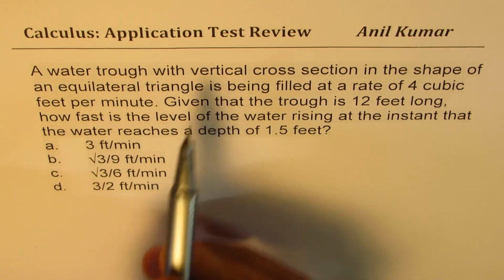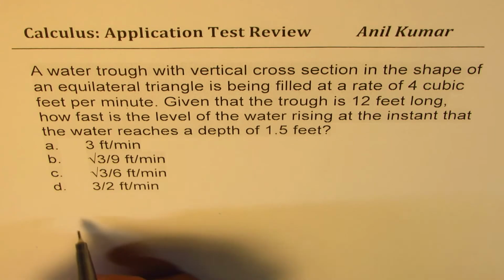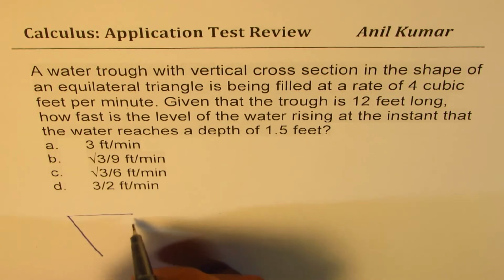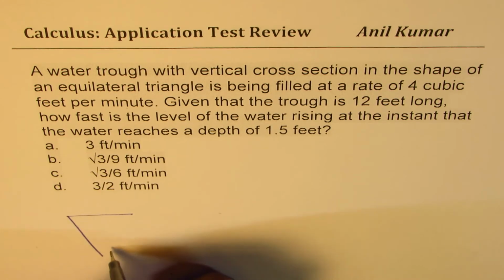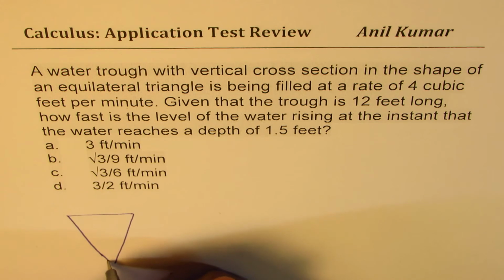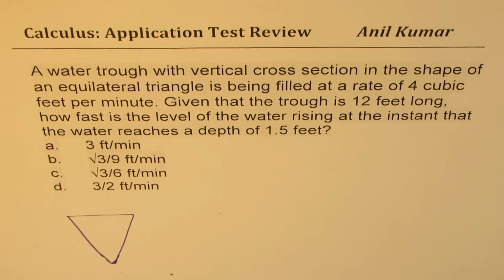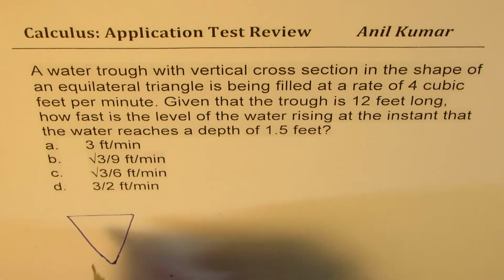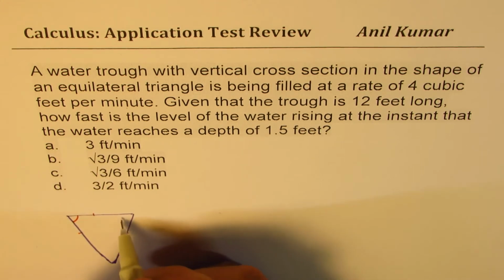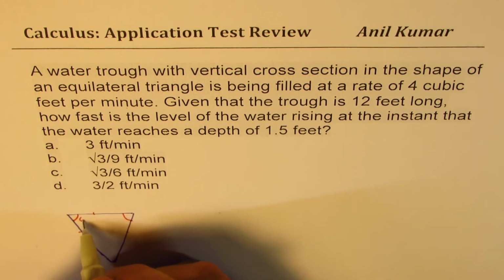So let us sketch a triangle first, representing the cross section, and then we'll figure out the volume, right? So this is an equilateral triangle. When I say equilateral triangle, it means that all the angles are 60 degrees.